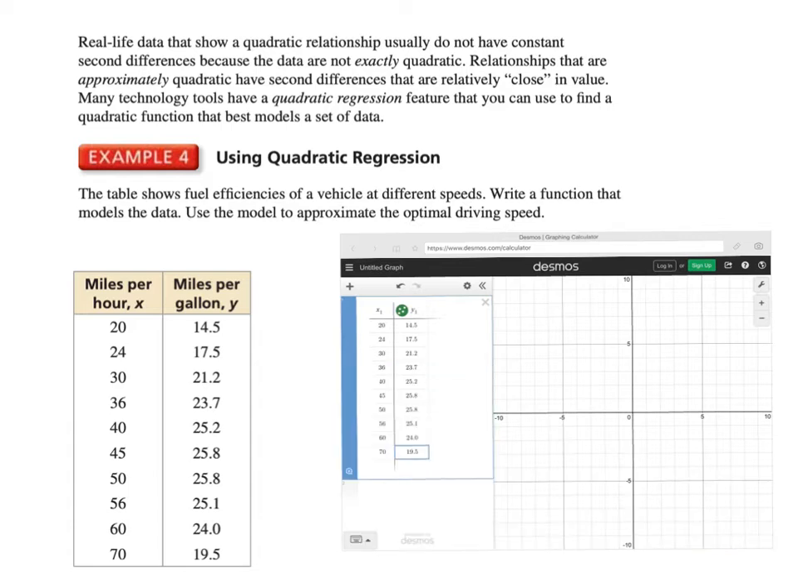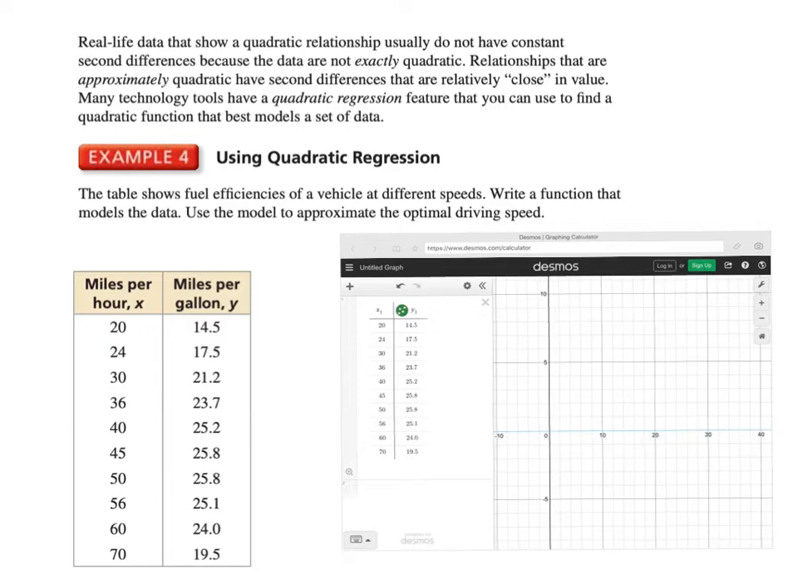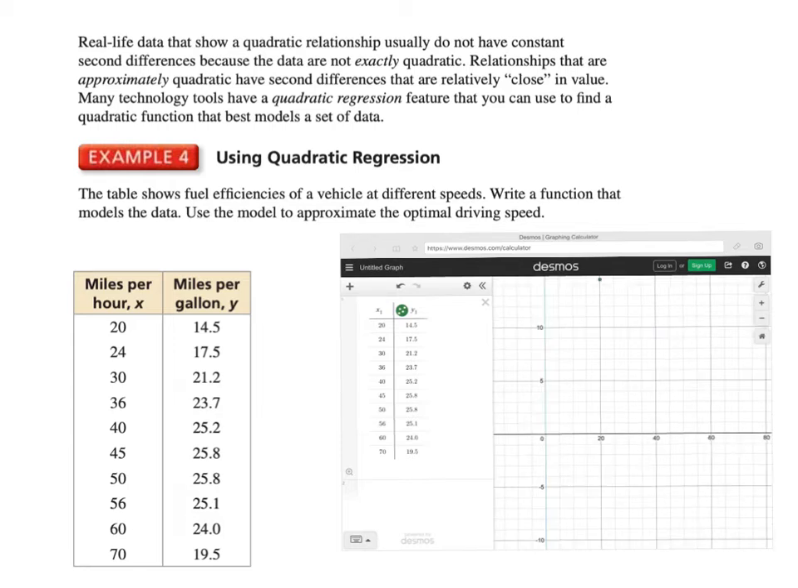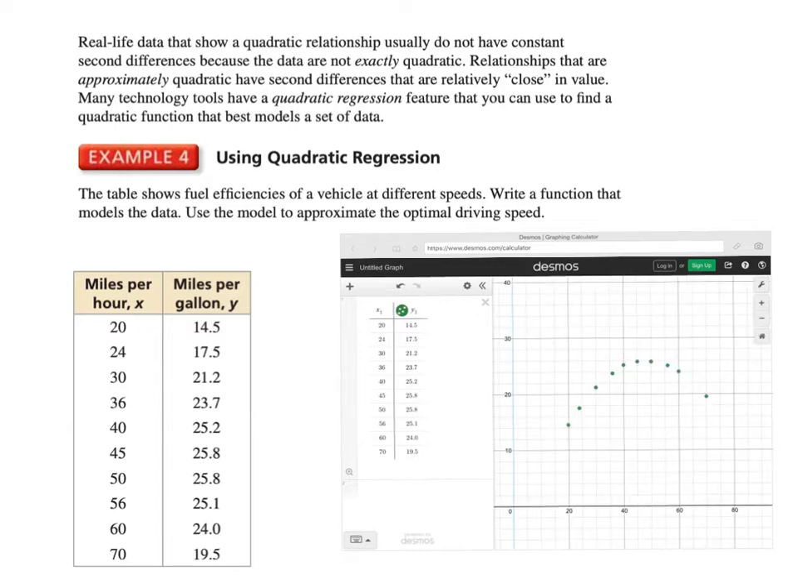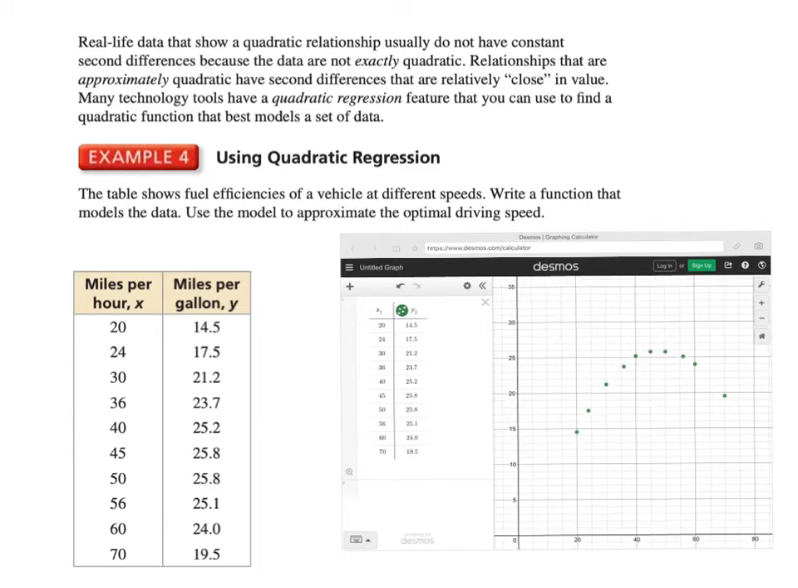I have entered all the values in from the table into Desmos, and now I need to adjust my x-axis so I can see these points. Notice your x values go into the 70s, so we need to adjust our x-axis to include everything up to about 70. Now the y values go up to about 25, so I need to adjust the y-axis till my points come in. So there is my graph. I'm just going to stretch it out so I can use as much of that as possible.